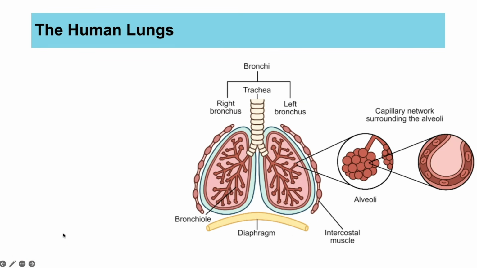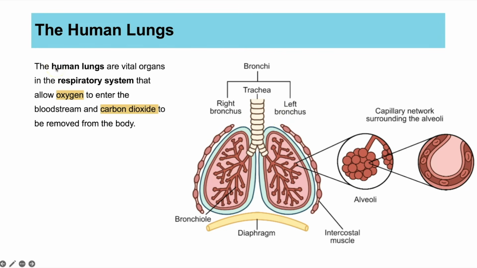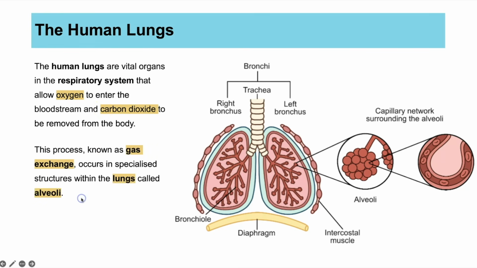Right, we then move on to our next organ system, which is the respiratory system containing the lungs. The human lungs are vital organs in the respiratory system, and this is where we have gas exchange happening. Oxygen is going to diffuse from the lungs into the blood, and carbon dioxide is going to diffuse from the blood back into the lungs to be exhaled.